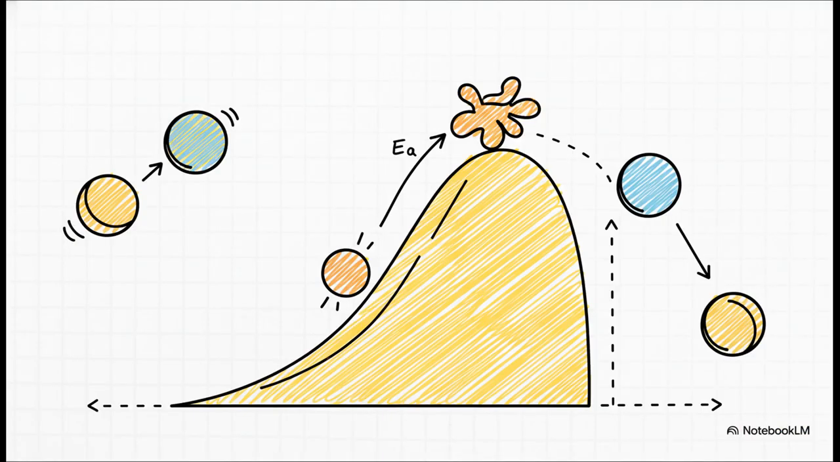Okay, the first big idea here is activation energy, or Ea. For any reaction to happen, molecules have to collide with each other. But here's the catch. Not just any little bump will do. They have to smash into each other with enough energy to overcome a barrier. The best way to picture it is as an energy hill. The activation energy is just the minimum amount of energy needed to get over that hill and turn into products.